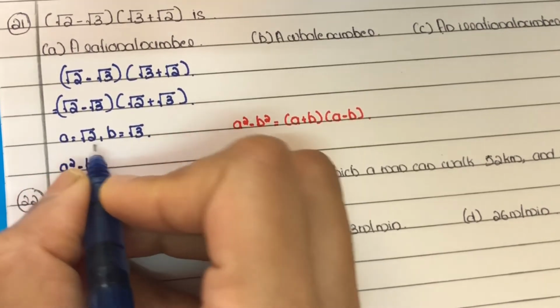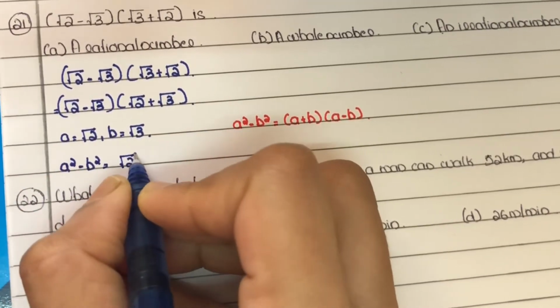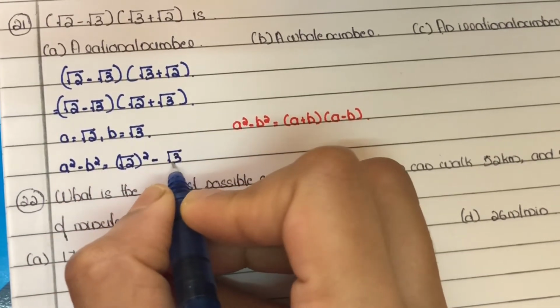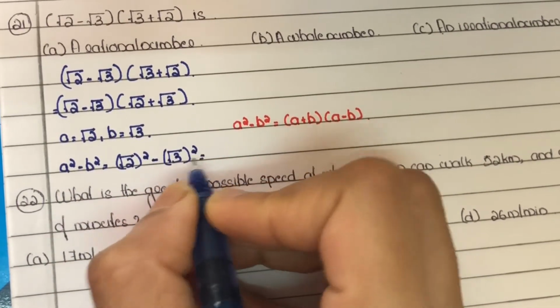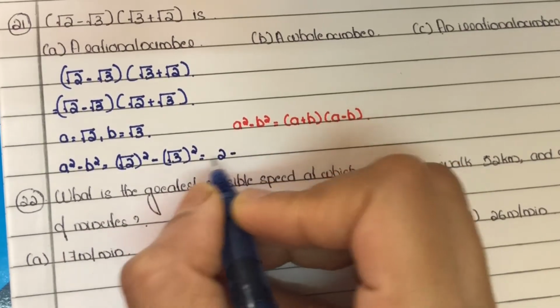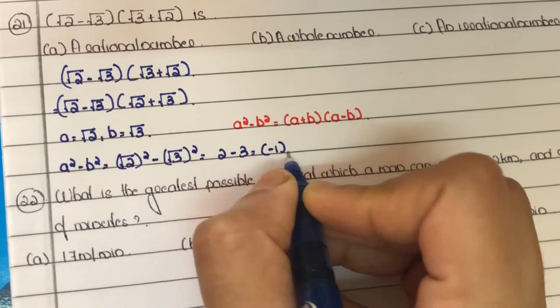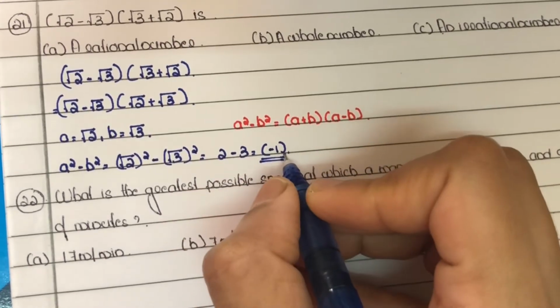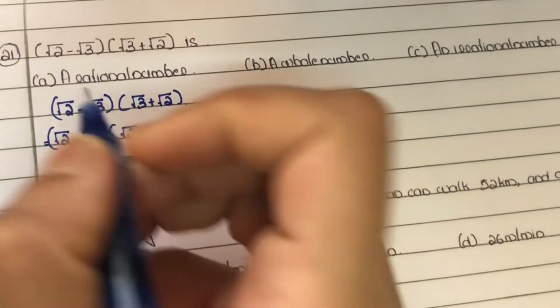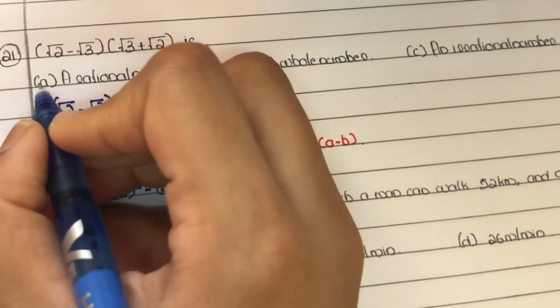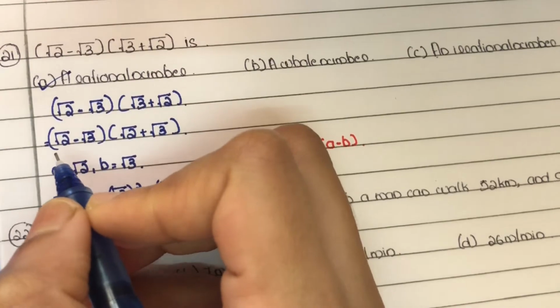Here a is root 2, so root 2 square minus root 3 square. Root 2 square is 2, and root 3 square is 3. 2 minus 3 is equal to minus 1. Minus 1 is a rational number. So root 2 minus root 3 into root 3 plus root 2 is option A, rational number.